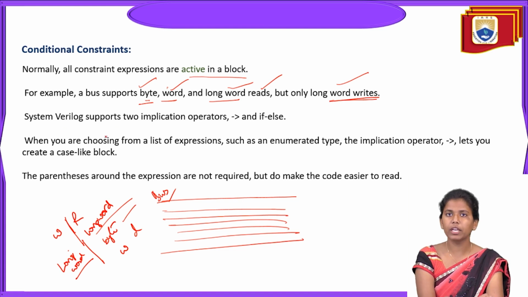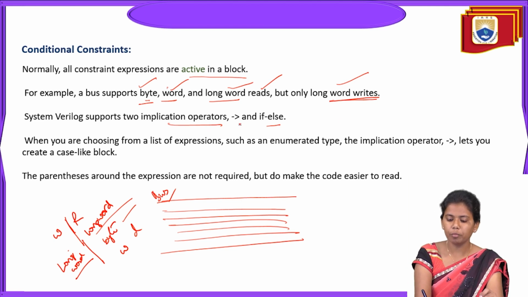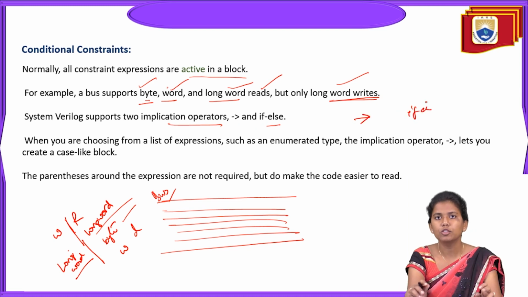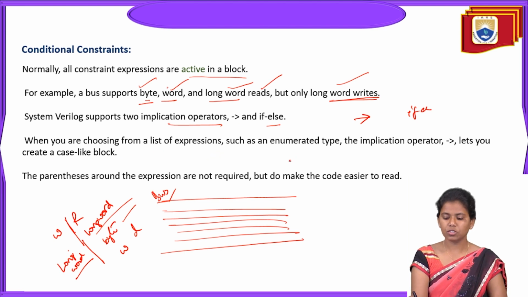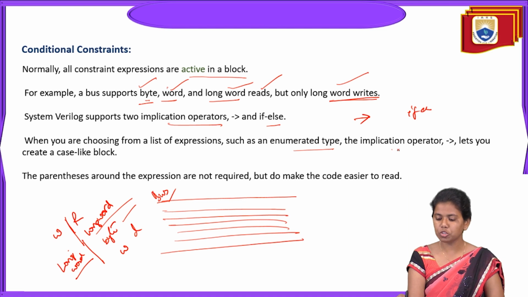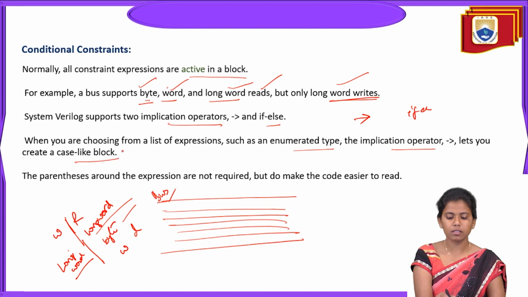And then SystemVerilog supports two implication operators and if else. So under conditional constraints, the constraint block in SystemVerilog provides two implication operators, the arrow and if else. These are the two implication operators. When you are choosing from a list of expressions such as an enumerated type, the implication operator lets you create a case-like block.